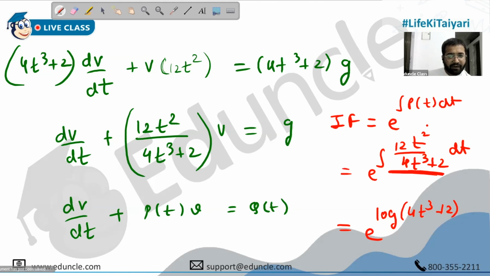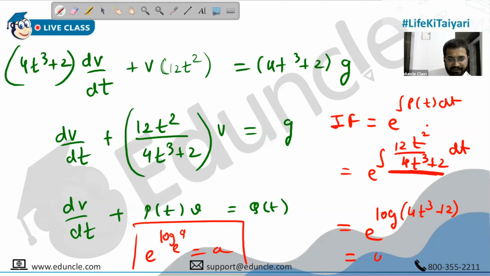Okay. And obviously plus c2. Sorry, in integrating factor, you don't. That's right. So this is e raised to 4t cube plus 2t. But now what does this become? E raised to log of a, e raised to log of a to the base e. This is a itself. This is just a. Okay. So this is just 4t cube plus 2. Integrating factor is just 4t cube plus 2. Copy please. Ask me if you have any questions.